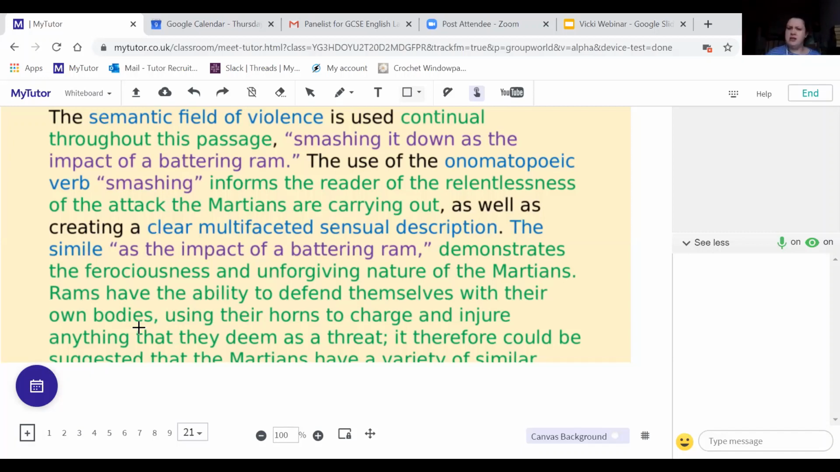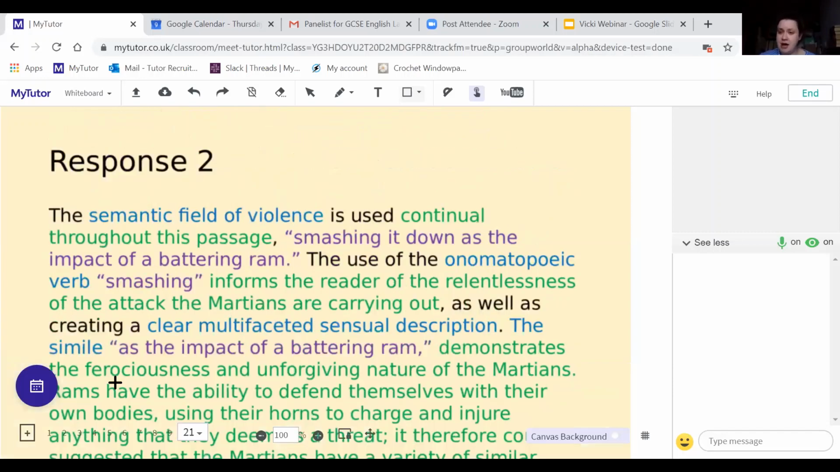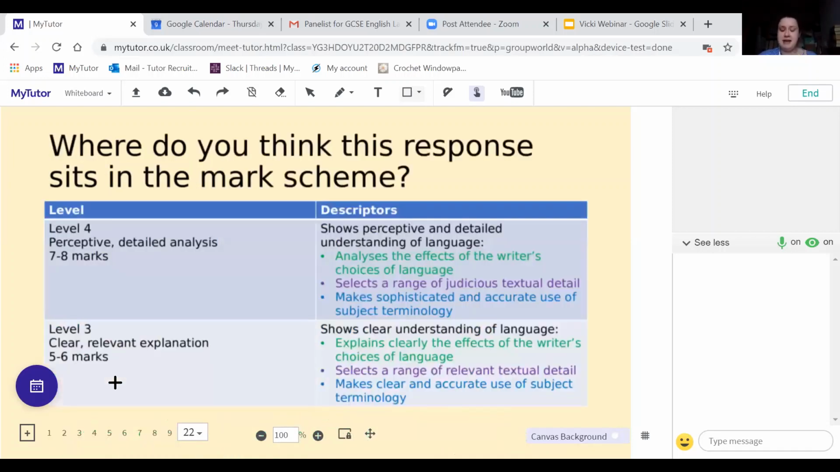Why on earth would we mention a ram in the first place? Why not another animal that's sort of more vicious? I mean, rams aren't particularly vicious animals, but the only thing that sort of stands out to me is the fact that they can do quite serious damage with their horns. So that's how I've linked it to the Martians and why I think the writer has done that. So I've taken that step further, I've contextualised it, I've used my wider world knowledge in order to inform my analysis. So that's what takes me up to the level 4.